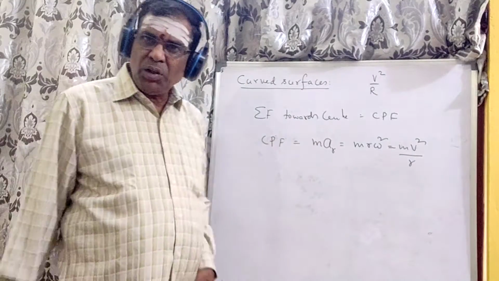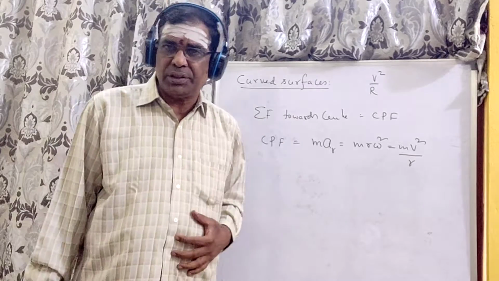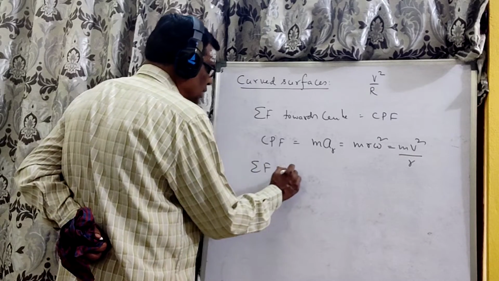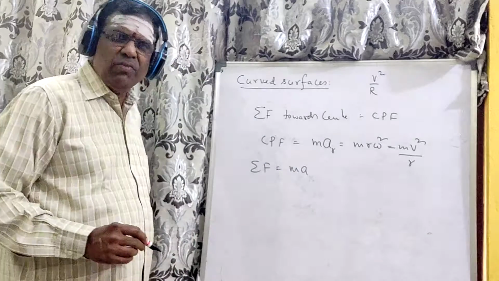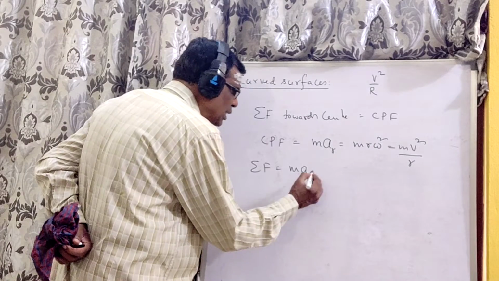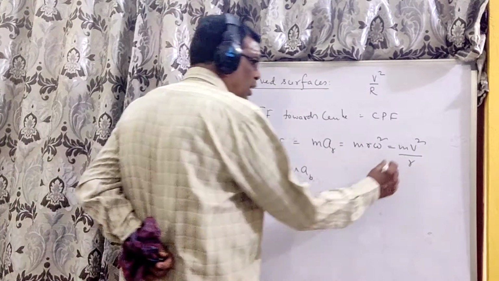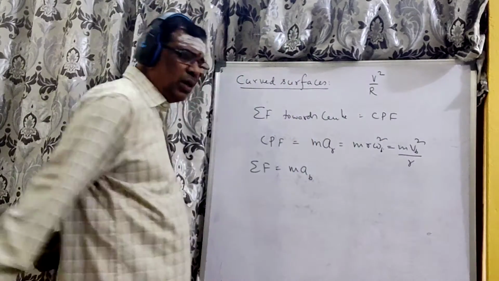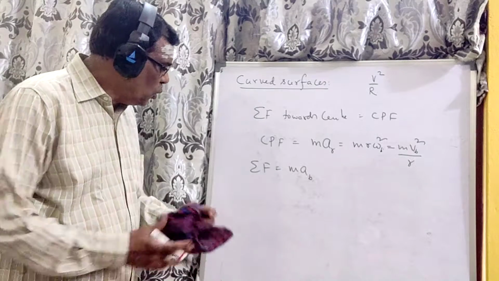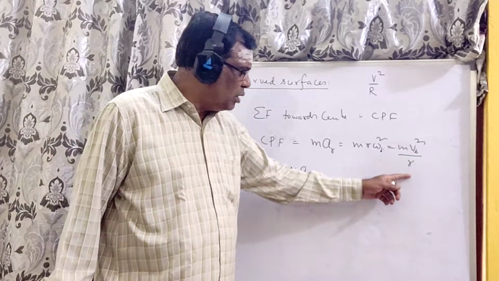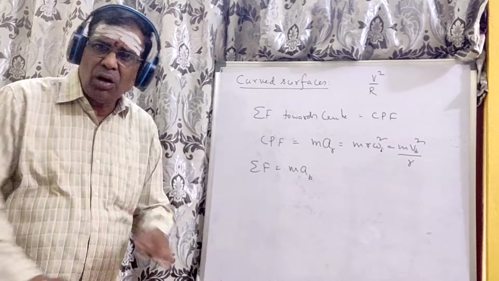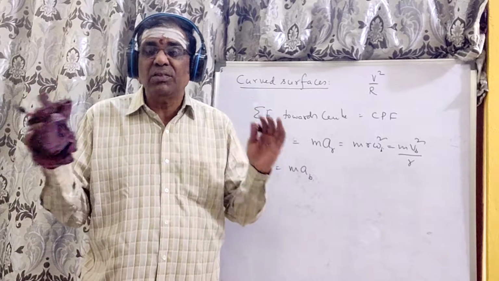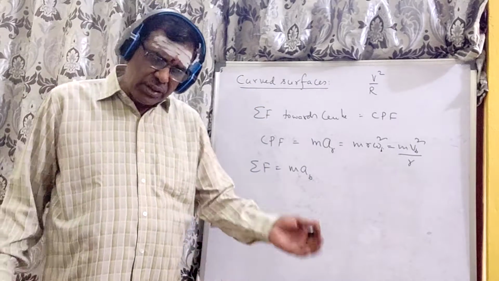Now sigma F is equal to m a. Is m a a force? No. So this is important. Now Newton's second law, what does it say? Sigma F is equal to m a. What is a? Acceleration of the body. And what is v? Velocity of the body. And what is omega? Angular velocity of the body, right? So m a, m v square by r, these are never called forces. Then what are they? They are the consequences of the forces.